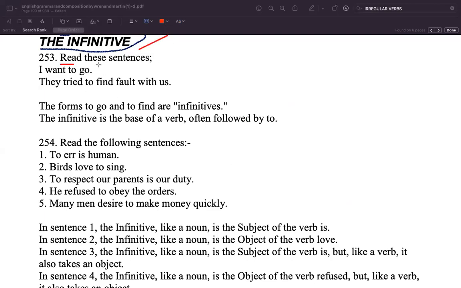Let's look into this, read these sentences. I want to go. They tried to find fault with us. Can anyone tell me which one is the infinitive here? They tried to find fault with us. Sai, can you tell me which one is the infinitive here?